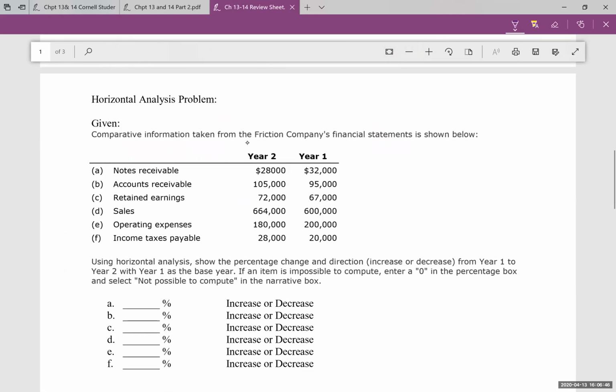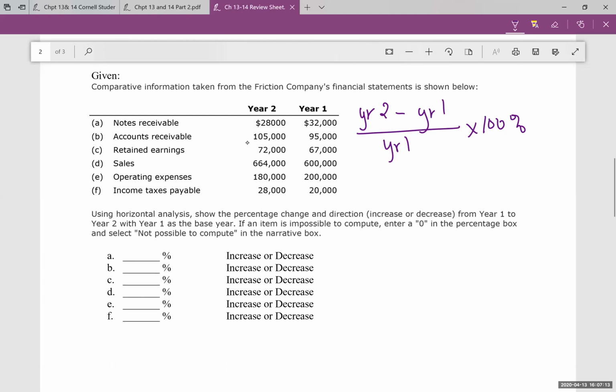Finally, on the horizontal analysis problem, you had a pretty good review on this. There's some really nice videos, but here's what I want to note. Here's a formula I want you to note: year 2 minus year 1 divided by year 1 times 100%. And we're not going to say negative. If it's negative, you're going to say decrease, and so on and so forth. So this is kind of what this problem is going to look like.